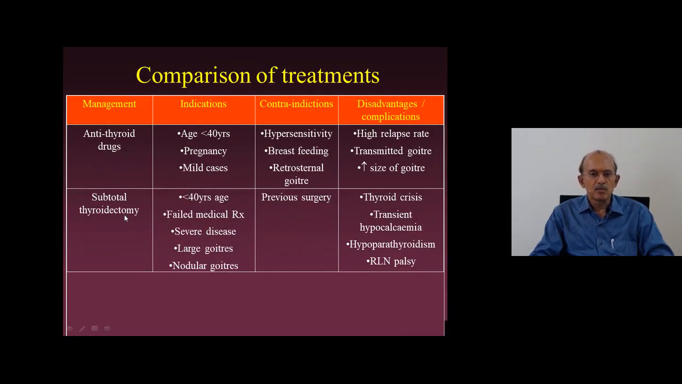Subtotal thyroidectomy: indications are age less than 40 years, failed medical treatment, severe disease, large goiters, nodular goiters. Contraindication: previous surgery on the thyroid. Complications: thyroid crisis, transient hypocalcemia, hypoparathyroidism, recurrent laryngeal palsy.